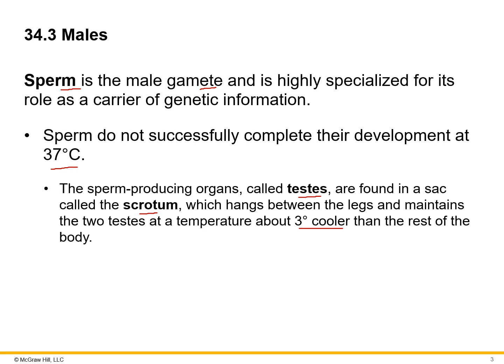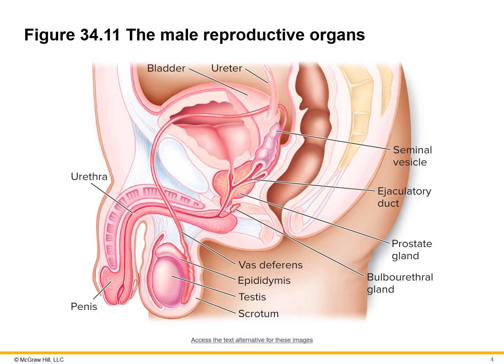For individuals who are trying to get pregnant, one thing that males can do to increase sperm count and development is just keeping the scrotum and the testes cooler to allow for proper sperm development.